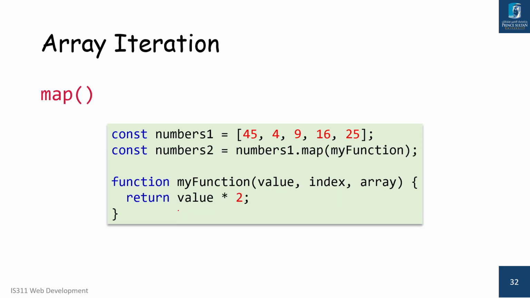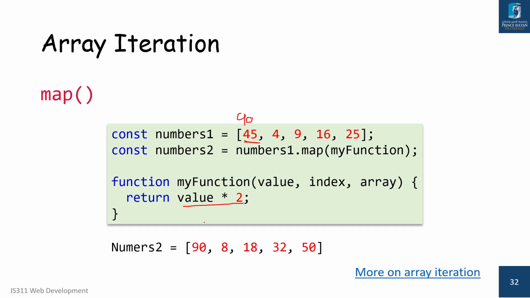But we also have map, which not only iterates through the values, but also creates a new array with the new values. For example, we say numbers1.map with my function. Whatever value is coming in, it will multiply it by 2, and then it will create a new array with the values 90, 8 and so on. So it also creates a new array out of it.